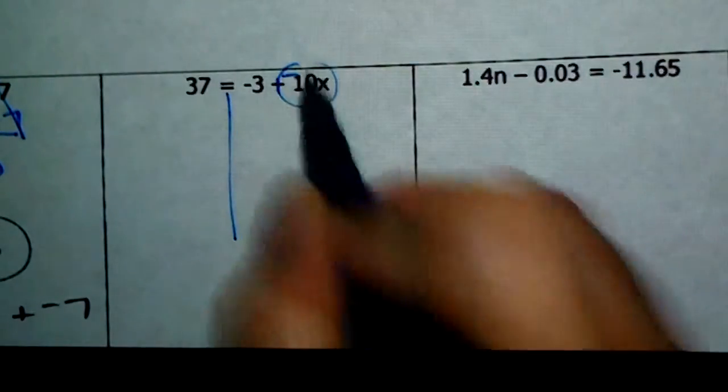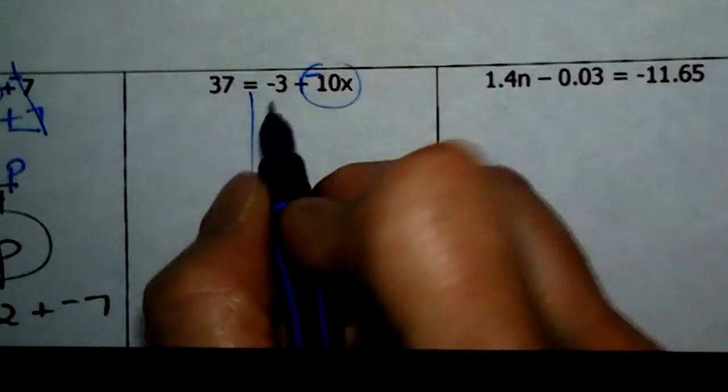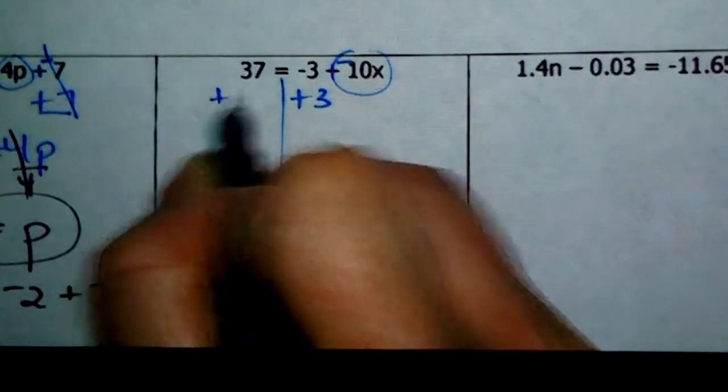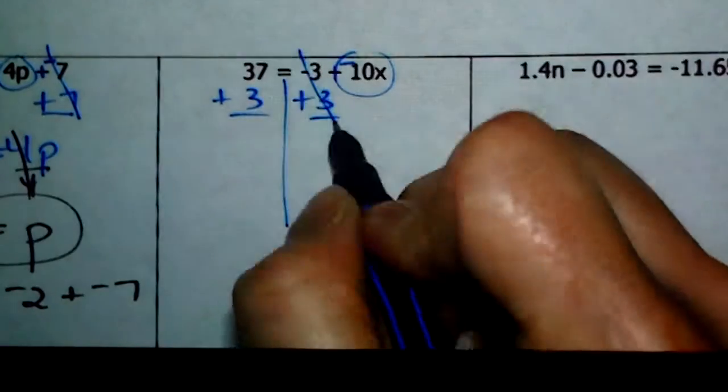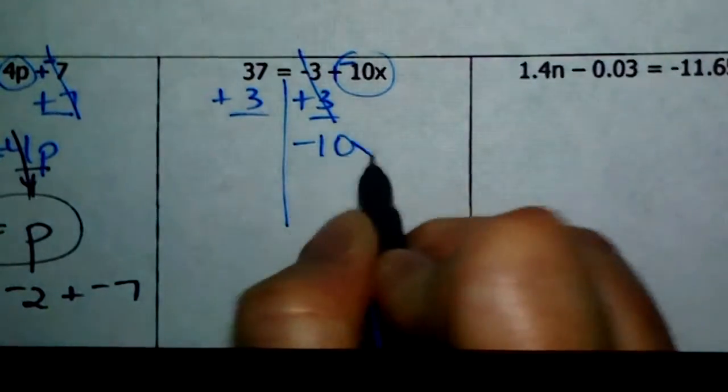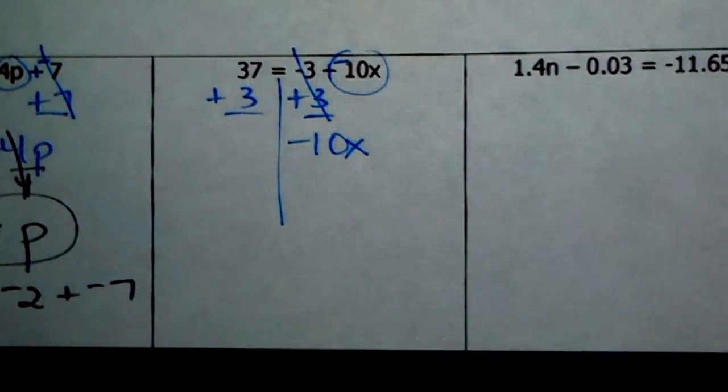Alright, this negative 10x needs to be alone first. That means I need this negative 3 to go away. So I'm going to add a positive 3 because that will cancel it out. So negative 3, positive 3 gone. Negative 10x is what's left, because we keep changed it.